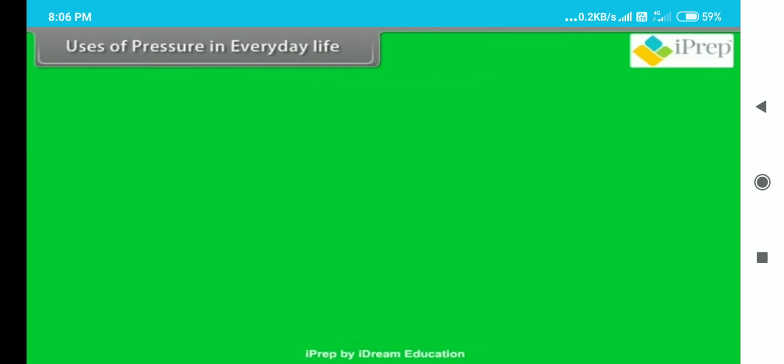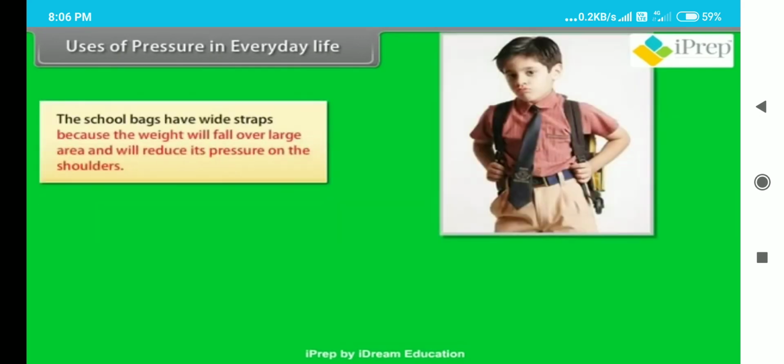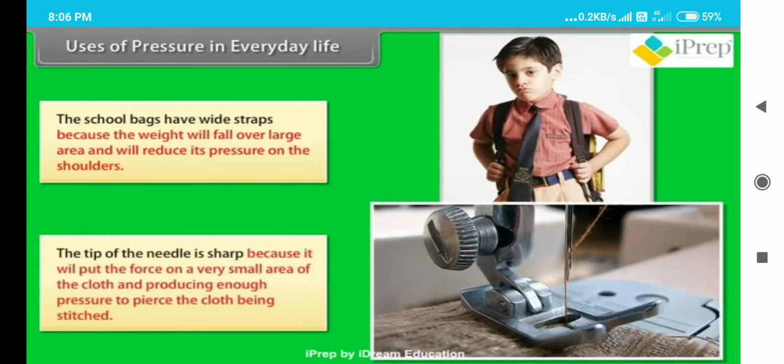Uses of pressure in everyday life. The school bags have wide straps because the weight will fall over a large area and will reduce its pressure on the shoulders. The tip of the needle is sharp because it will put the force on a very small area of the cloth, producing enough pressure to pierce the cloth being stitched.